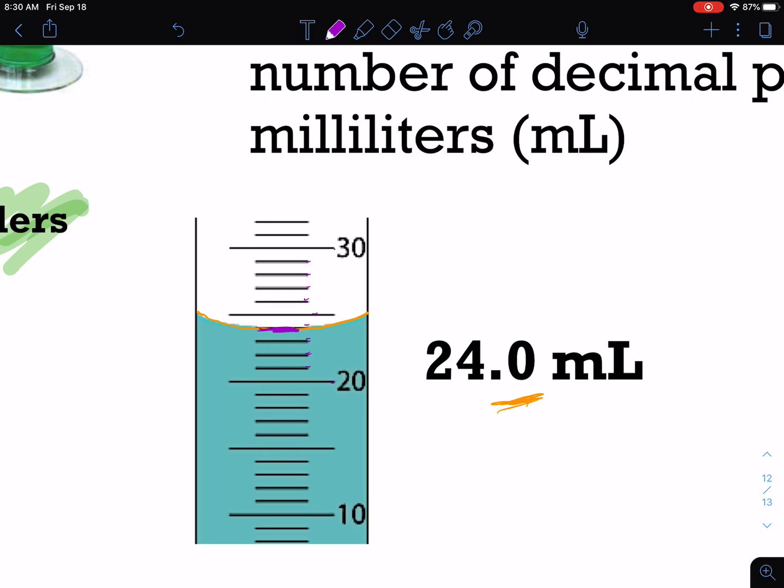So we know 20, 21, 22, 23, 24. And because originally, before I drew over it, we see that the liquid stops right on that line, that's why it's 24.0, because it's dead on that line there, or it seems to be dead on that line.